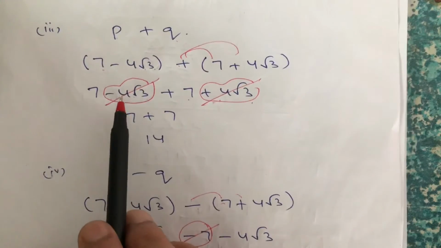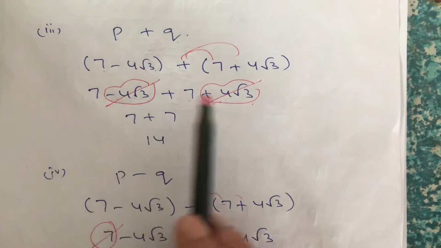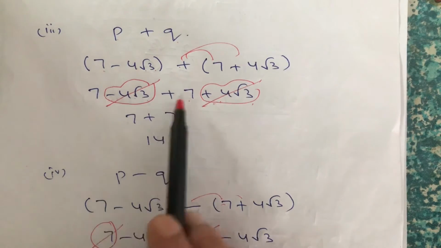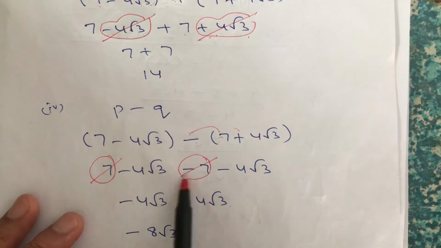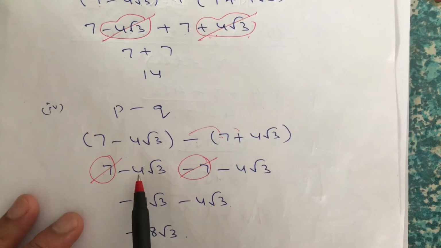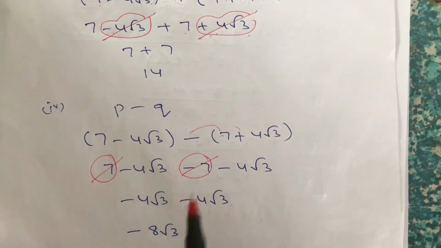Now in the previous one where we had p plus q, one was a minus, one was a plus. That's why they got cancelled. And the 7 did not get cancelled because they were the same sign. Over here, we have 7 with different signs, so they get cancelled, whereas minus 4 root 3 and minus 4 root 3 have the same signs. That's why they do not get cancelled.